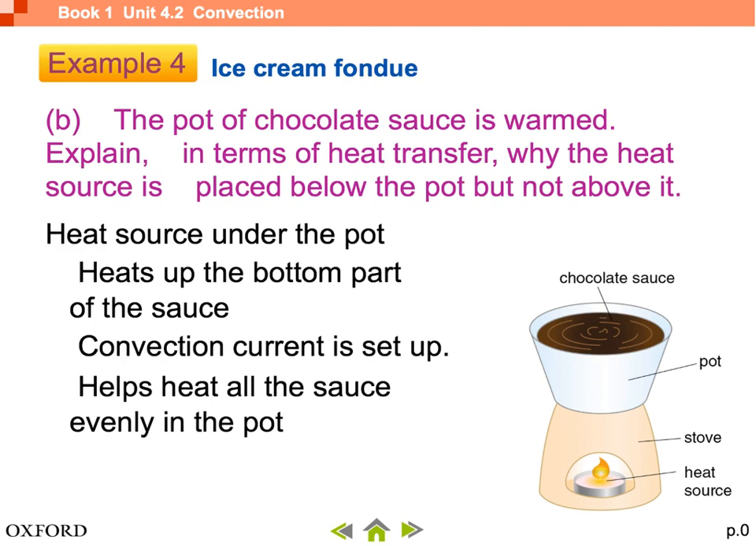Here comes the last question. Can you explain why, when we want to heat chocolate sauce, the heat source is placed below the pot but not above it, by considering the principles of convection?